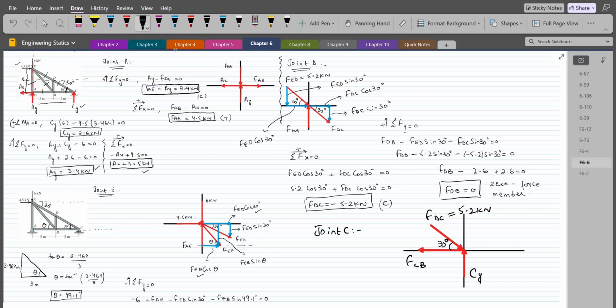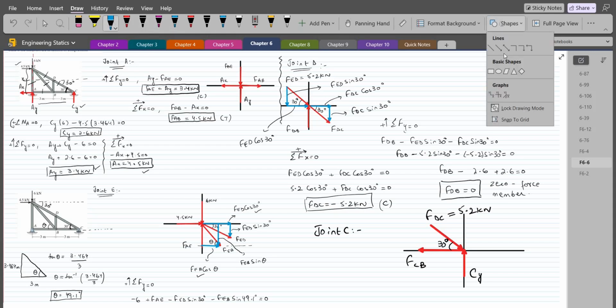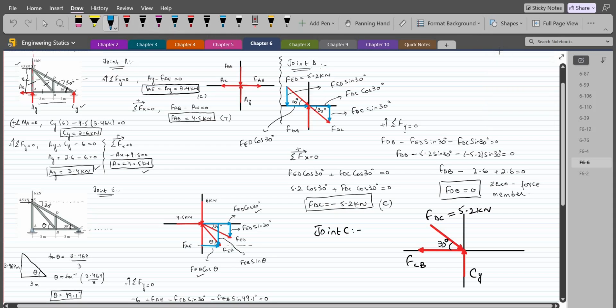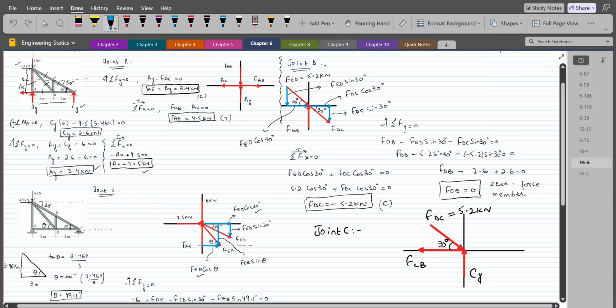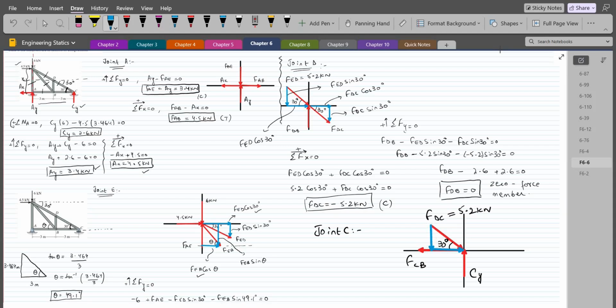So let's resolve this FDC force into its components. So I have one vertical component and one horizontal component. Let's label them. So this right here is FDC cos 30 and this is FDC sin 30. Now we can apply the equations of equilibrium.